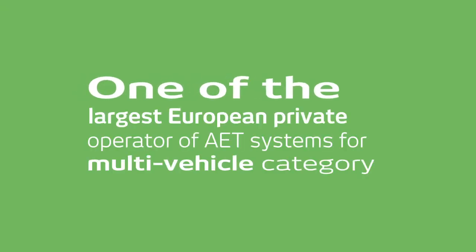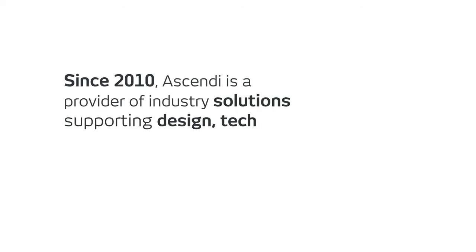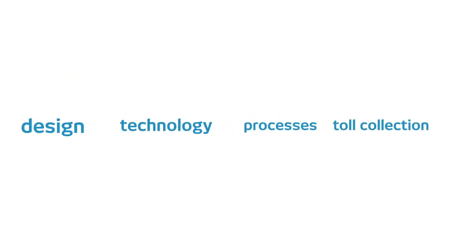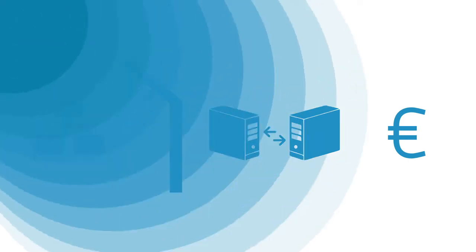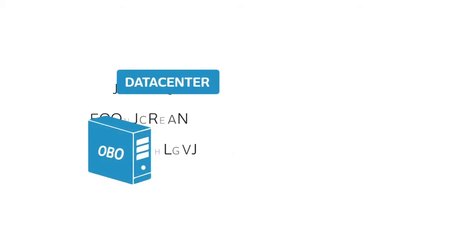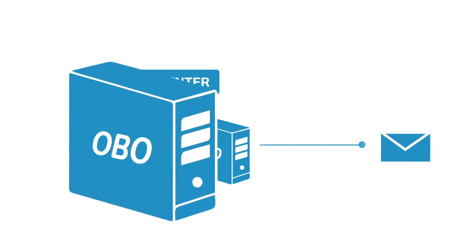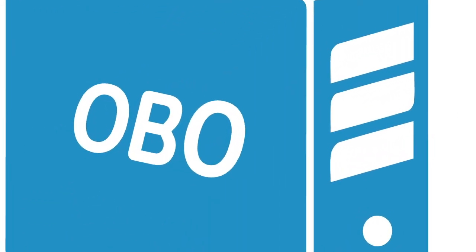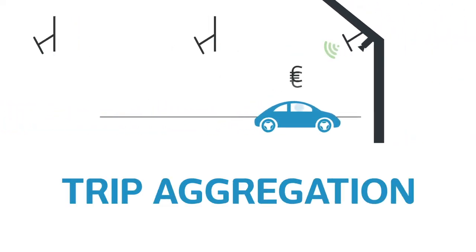Pioneer at all electronic toll collection, Ascendi provides end-to-end solutions covering the complete life cycle of design, implementation, and operation of any kind of toll collection system. Data gathered by different types of roadside equipment are automatically processed at back office level. An OBO, operational back office, integrates the basic tolling operations. The unitary transactions identified in a trip are aggregated into one single logical transaction.